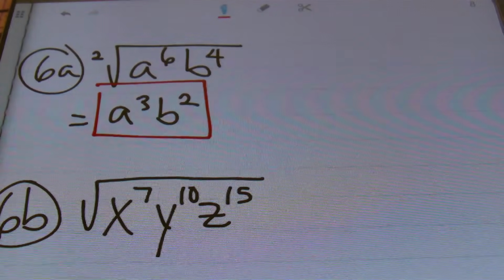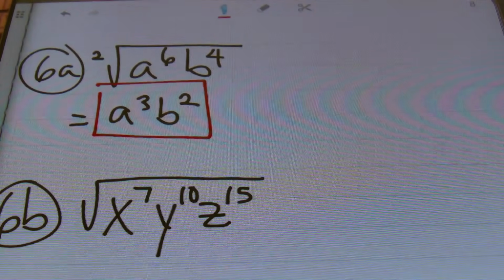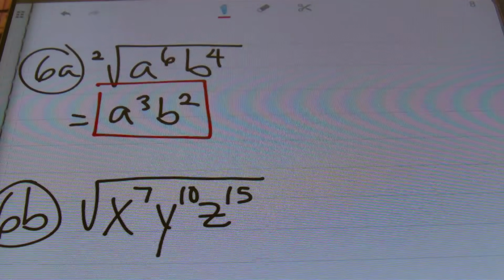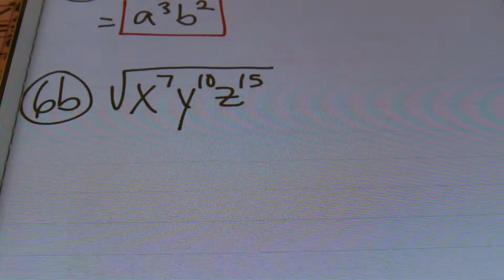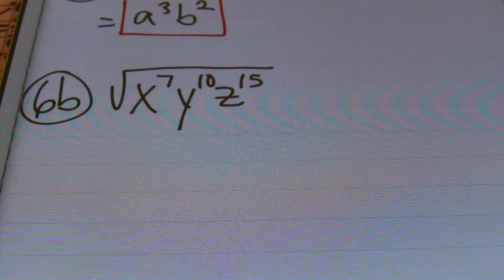Now, of course, that was an easier problem because they gave you perfect squares to begin with. But what happens when your exponents are not all perfect squares?